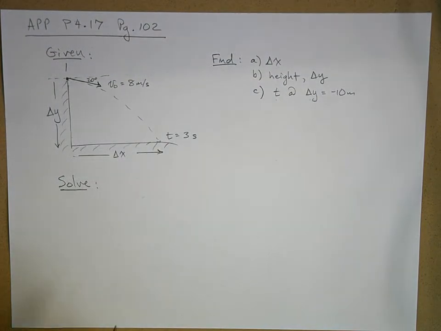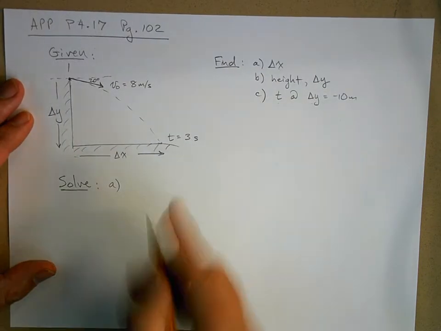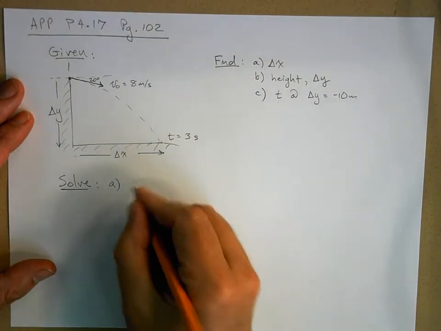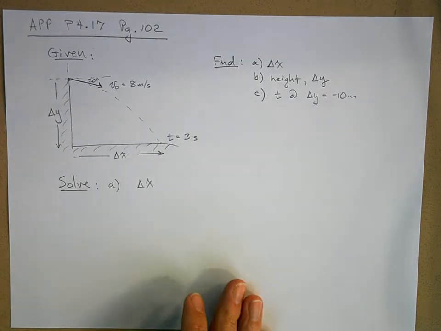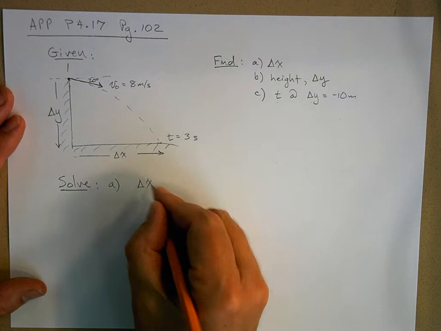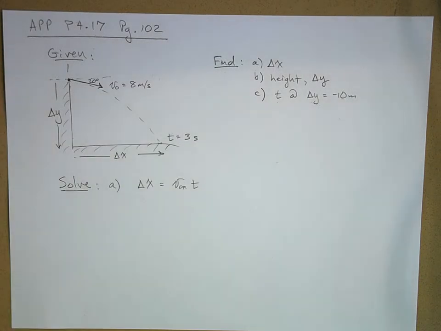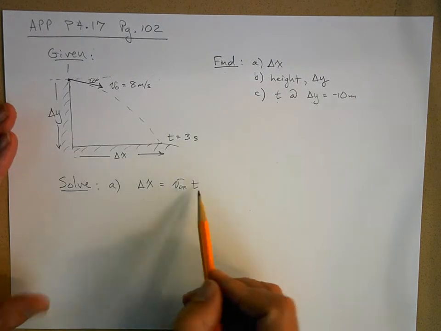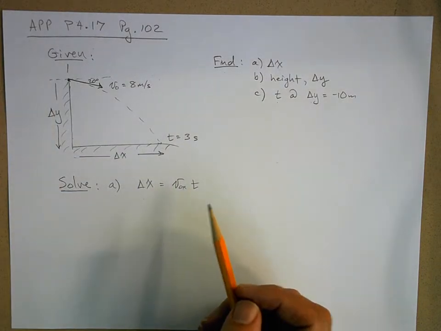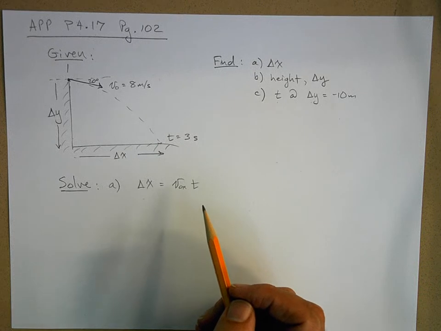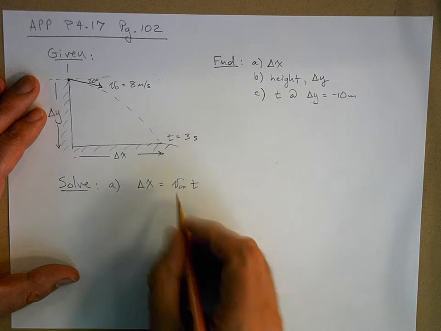So let's do part A. Now, delta x. Let's start with what we're trying to find. There's only one kinematic equation when we're doing projectile motion problems in the x direction, and that's v naught x times t, right? Because there is no acceleration in the x direction in projectile motion problems. The only acceleration is that of gravity down, which is 9.8 meters per second squared down, so it's negative. But anyway, in the x direction, we have this.